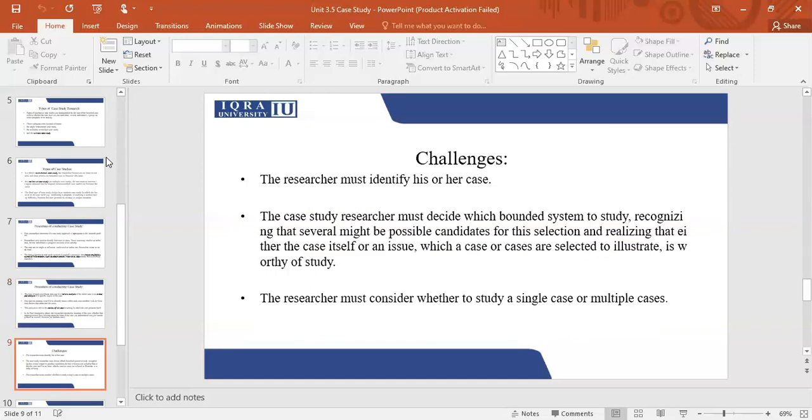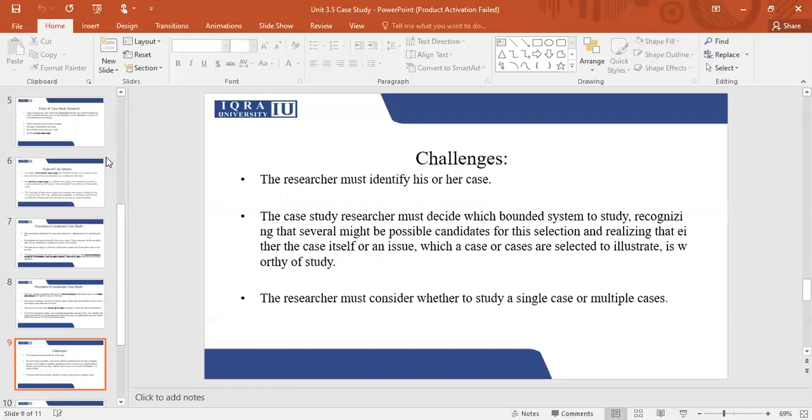If you talk about the challenges, one of the main challenges is that you need to identify your case. You need to understand whether this case is worthy of studying, whether this case can be used as an example to teach others. Can it be a teaching case? Can others benefit from this case? What happened there? What are the learning outcomes from that particular case?